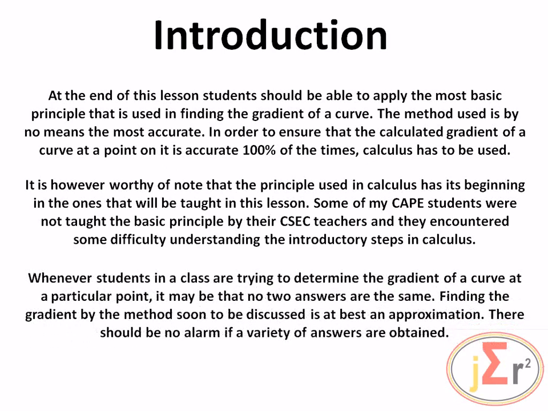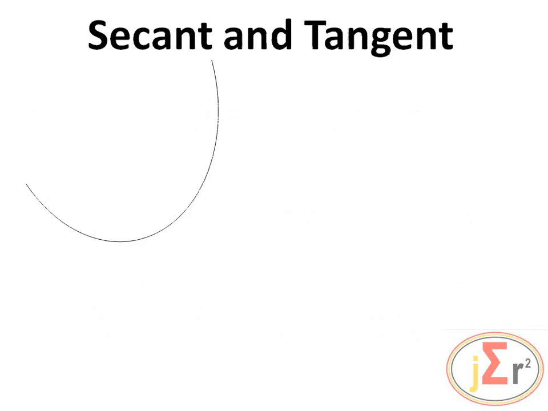Whenever students in a class are trying to determine the gradient of a curve at a particular point, it may be that no two answers are the same. Finding the gradient by the method soon to be discussed is at best an approximation. There should be no alarm if a variety of answers are obtained.